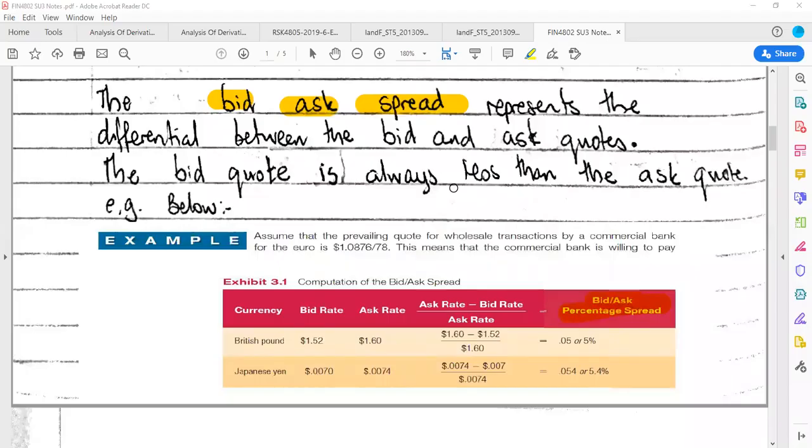So you'll find that the bid-ask percentage spread can give us a measure of the difference between what banks are bidding and what they're asking.